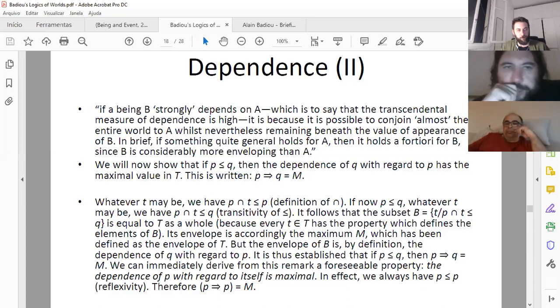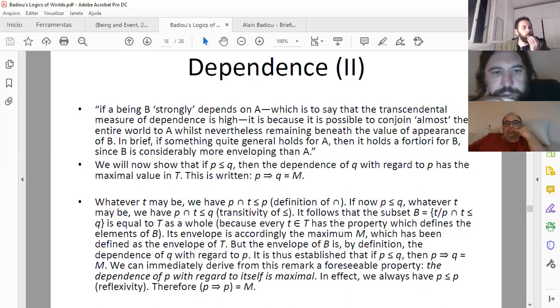So this is the last page for today. The next results are: if B strongly depends on A, which is to say that the transcendental measure of dependence is high, it is because it is possible to conjoin almost the entire world to A whilst nevertheless remaining beneath the value of appearance of B. In brief, if something quite general holds for A, then it holds a fortiori for B, since B is considerably more enveloping than A.